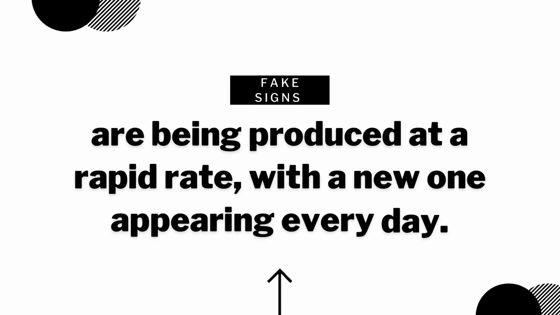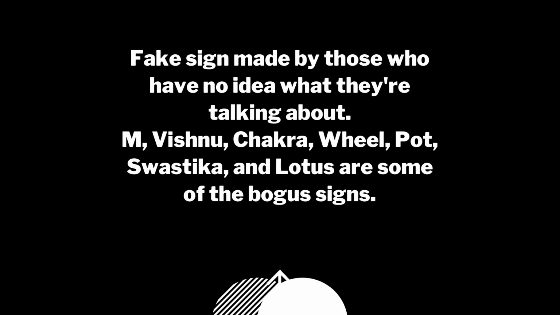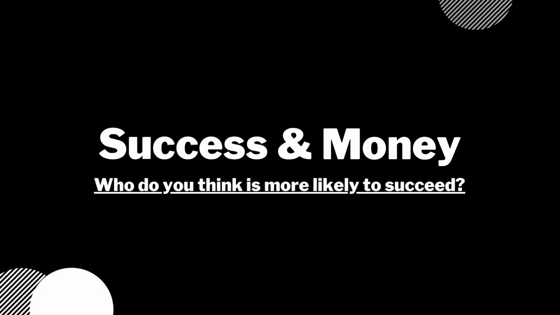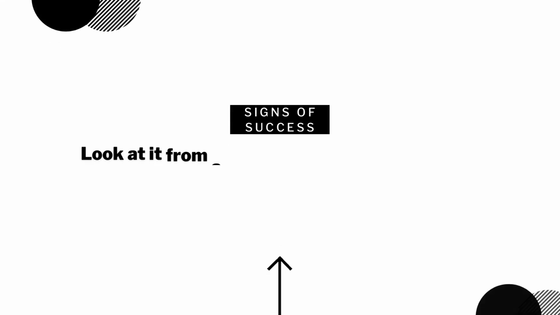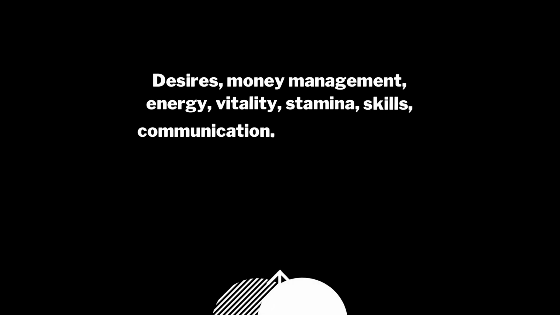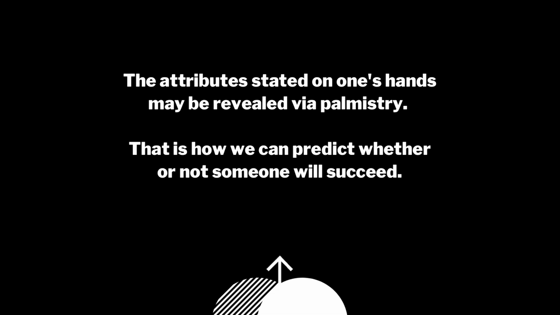These days, many fake palmists are coming up. They are talking about fake signs, the M sign, the Vishnu sign, and many other signs. And these fake signs are coming at such a fast pace that we can't catch up. Swastik is a very holy sign in Hinduism, but it doesn't mean that you need to have that particular sign on your palm in order to be successful. Even simple straight lines can be excellent lines. Don't think you need to have very rare kinds of lines to be successful. We need to look at qualities: desire, money management, energy, stamina, vitality. That's what brings you success, nothing more than that.